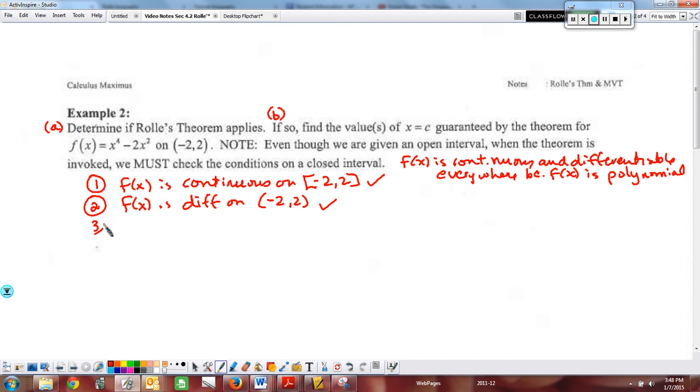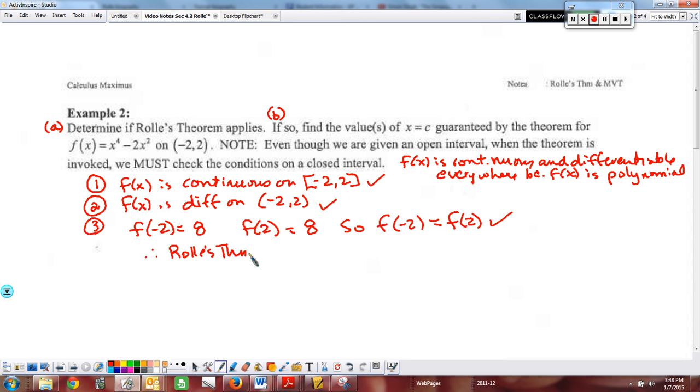And then the third one is we need to check f of -2. Calculate that, plug it in, and you should get 8. We check f of 2, we plug that in, and we also get 8. So our f of -2 is exactly the same as our f of 2. Our endpoints have the same y values.